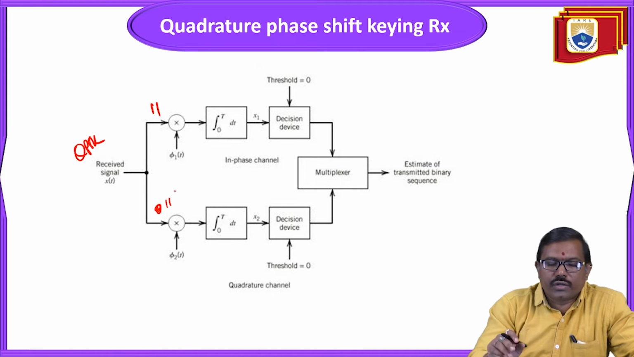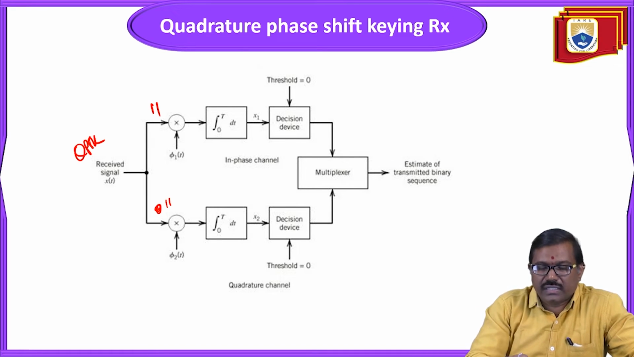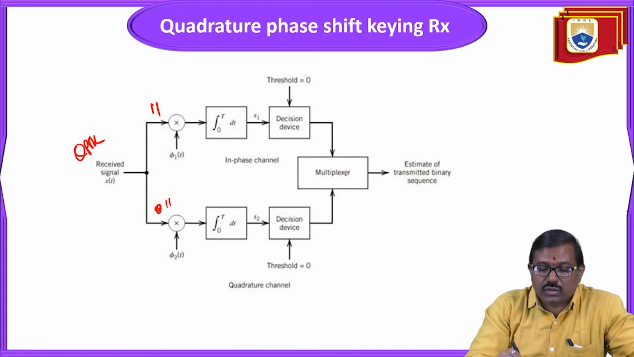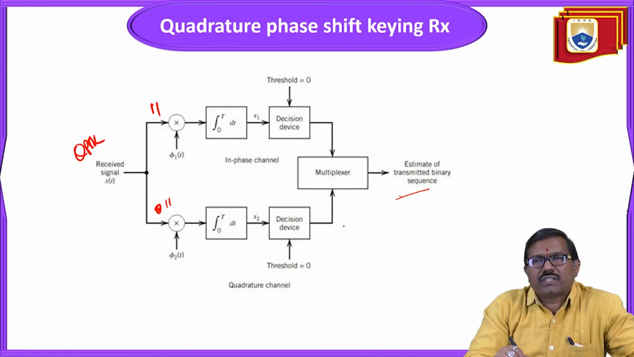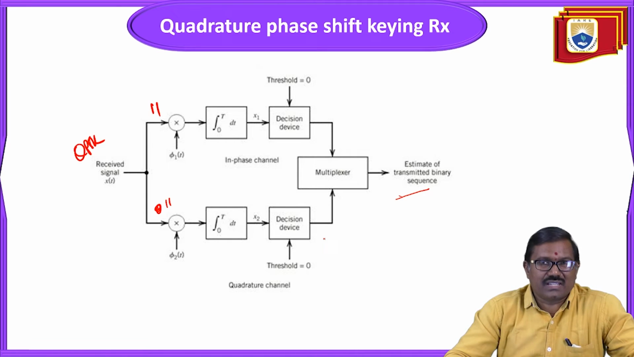Same 1 1 is going to apply for this one. Okay. So the decision is taken. If it reaches the threshold, it takes 1. If it does not exceed, it is taken as 0. So finally we are going to a multiplexer, and finally we are producing the estimate of the transmitted binary sequence. So that is the QPSK receiver. Okay.